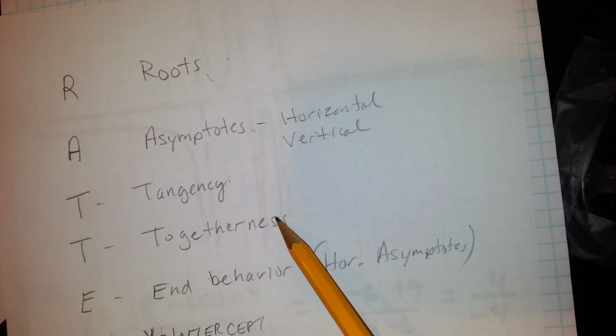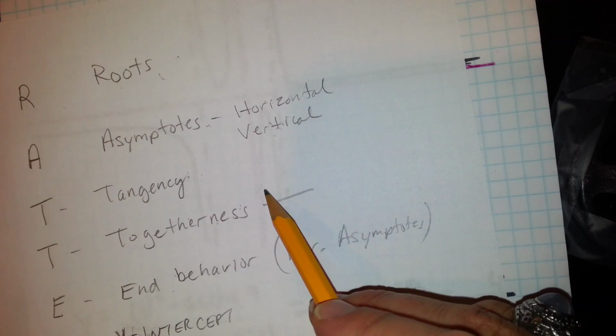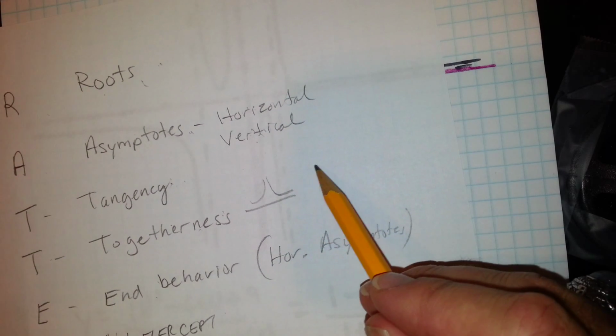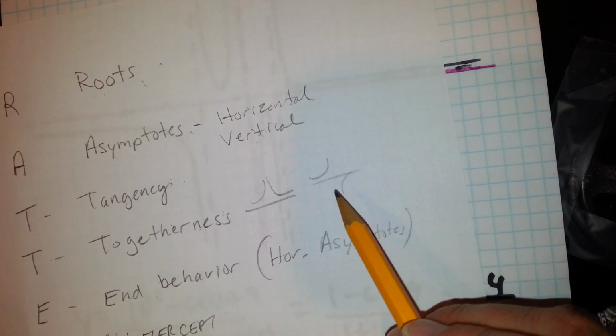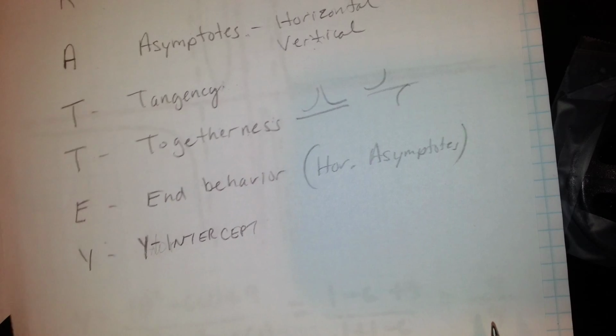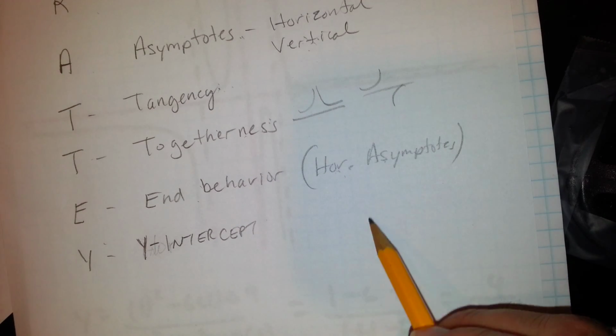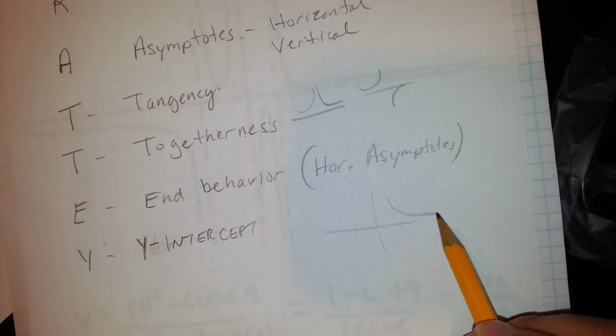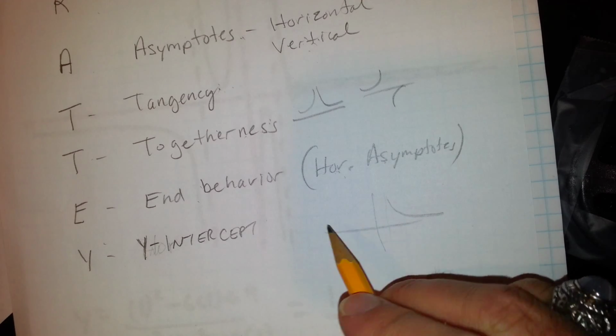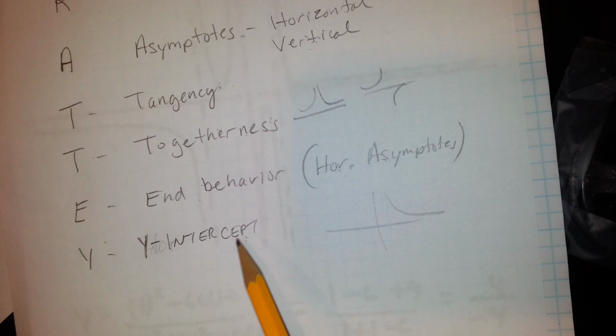If it's squared, the graph acts together, like so. If it's not, then they act apart like that, okay? End behavior is your horizontal asymptote. What does your graph seek after it's at the very outside of the graph? And your y-intercept we talked about.